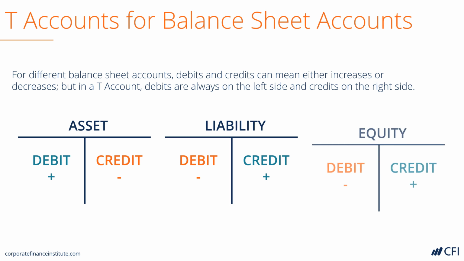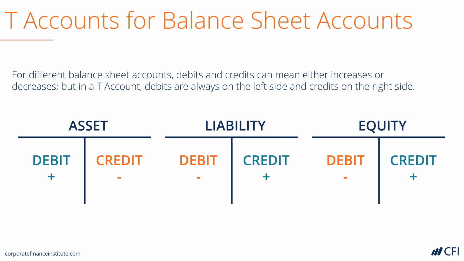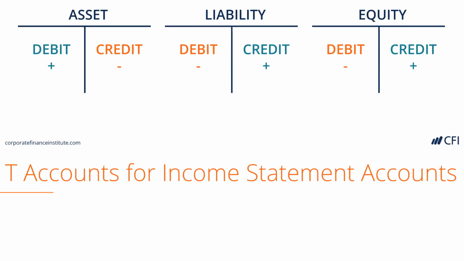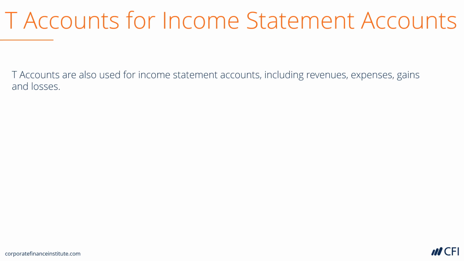And in the third section, the shareholders' equity portion, debits represent a decrease and credits an increase. If you think about the formula assets equals liabilities plus shareholders' equity, you can think about why these are the way they are. Now let's look at what they are on the income statement.